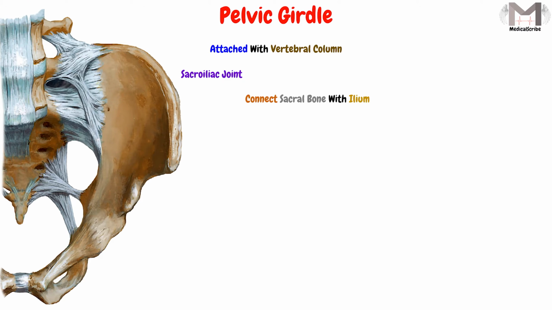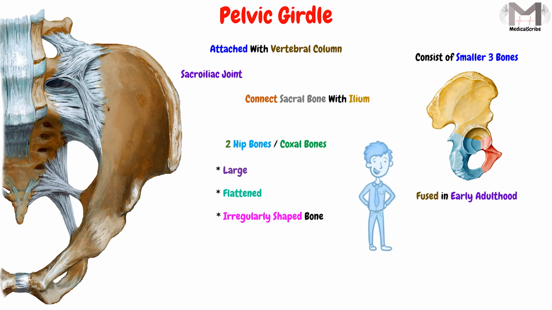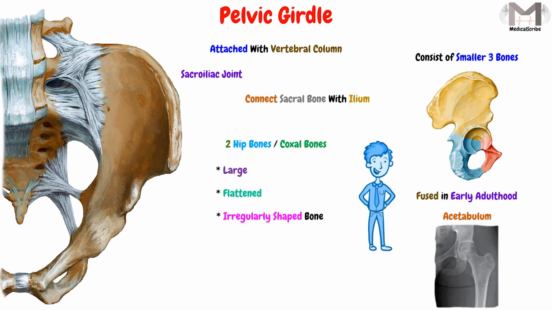Now, as we said, this pelvic girdle is composed of two hip bones, or two coxal bones. Every hip bone is considered a large, flattened, and irregularly shaped bone, and it consists of three smaller bones. Those three bones fuse in early adulthood, and each one of them contributes a part of the acetabulum, which is the deep cavity that receives the head of the femoral bone. Now we will explain the important details about each of those three bones forming the hip bone.